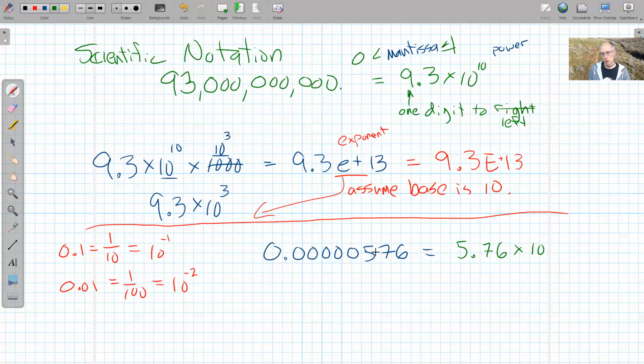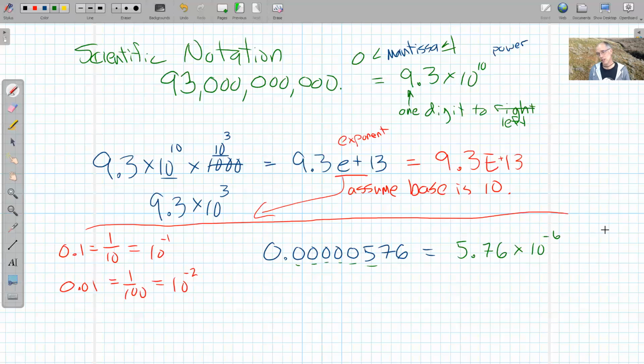Now, since this is a small number, that's going to be related to its place value, right? Tenths, hundredths, thousandths. So 10 to the negative 1, negative 2, negative 3, negative 4, negative 5, negative 6, moving that decimal 1, 2, 3, 4, 5, 6. That should be 10 to the negative 6th, right? 5.76 times 10 to the negative 6 right there.